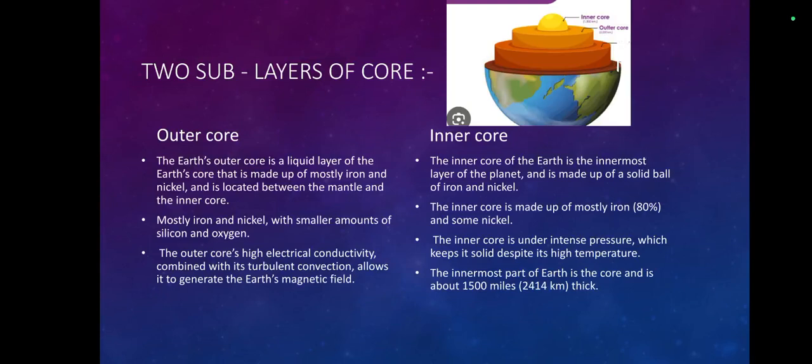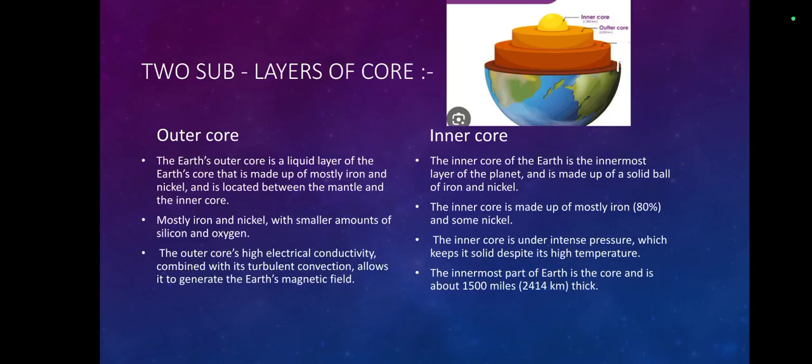Therefore, this layer is also called NiFe, as the materials are nickel and iron. As the materials in this layer are under extreme pressure, the inner core is in solid state. The temperature here is almost equivalent to the surface temperature of the sun.